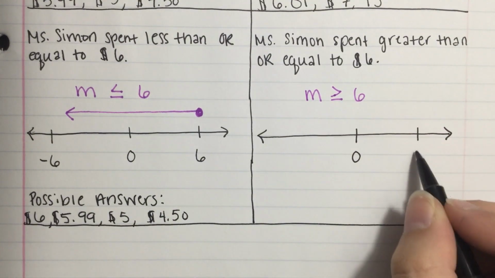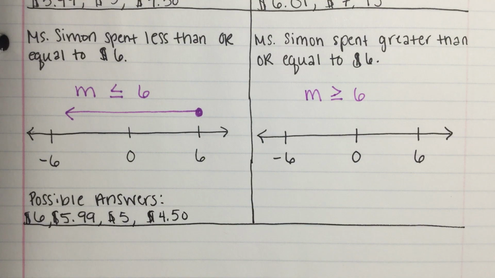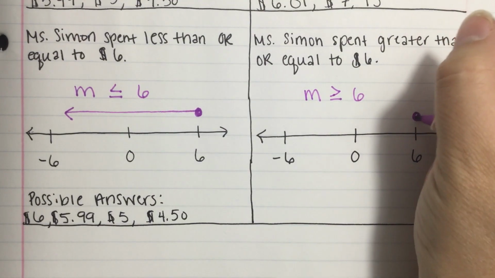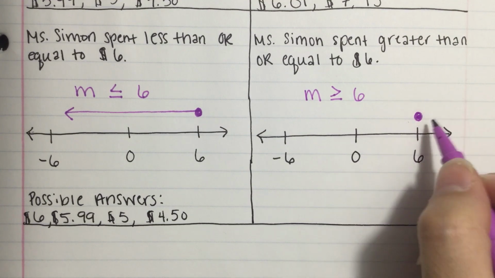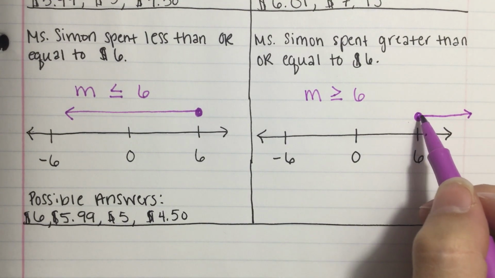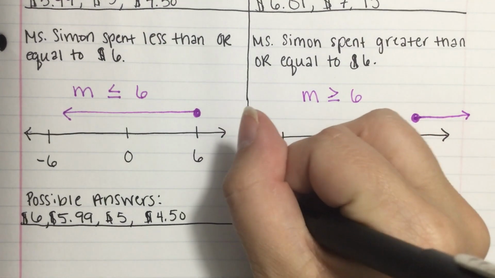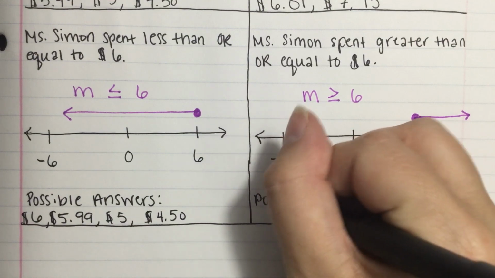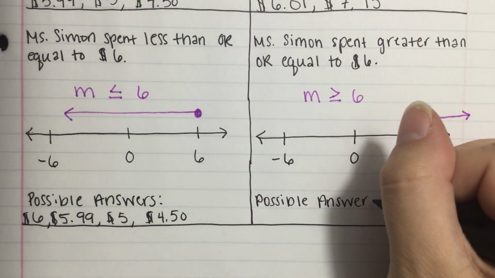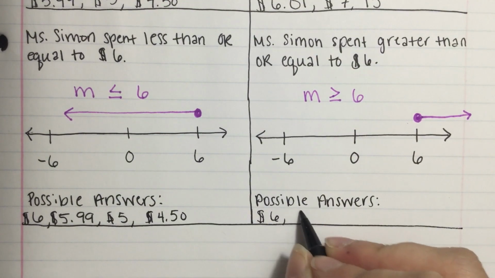Zero in the middle, positive 6 on the right, negative 6 on the left. Again, we're saying this could be equal to 6. So I'm going to put my filled in circle here. And this time I'm going to the right because it's everything greater than or equal to 6. And my possible answers list is exactly the same as above with one more possible answer because now it can also be $6.